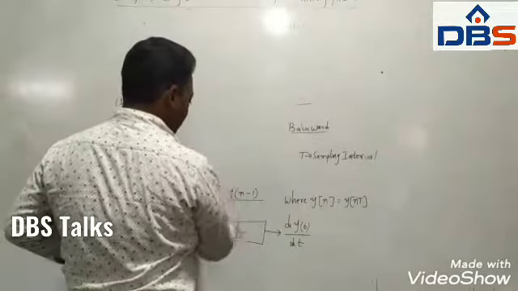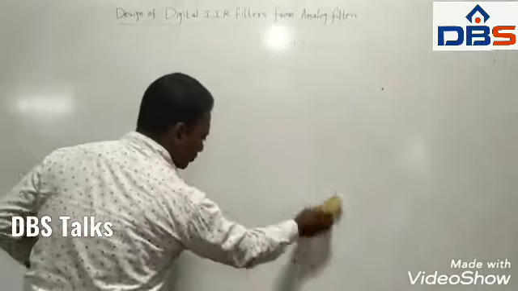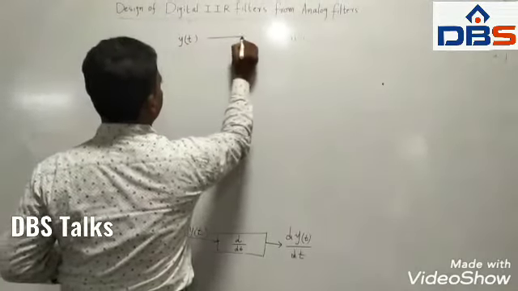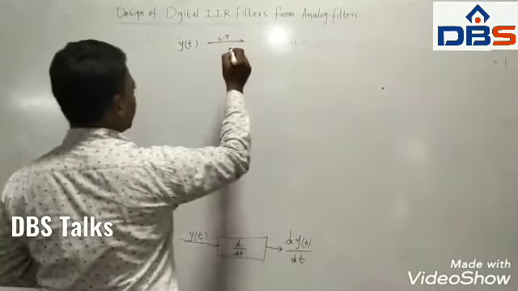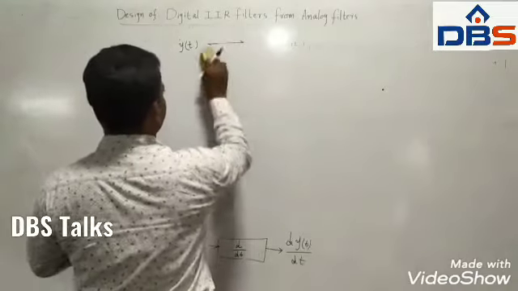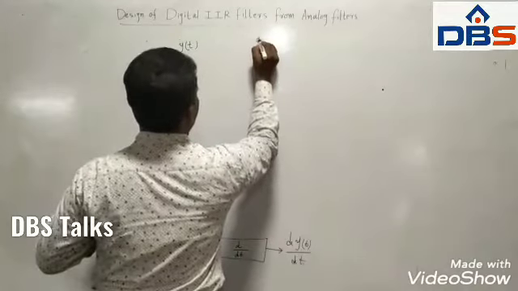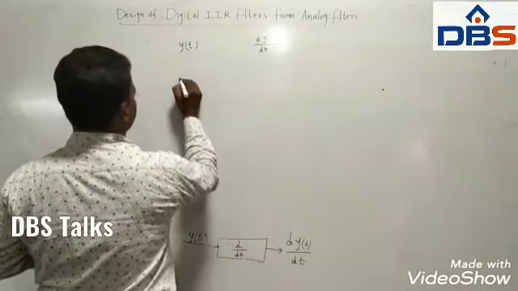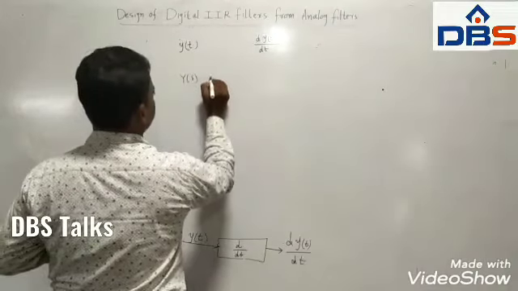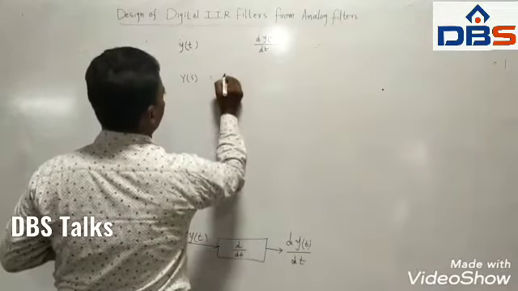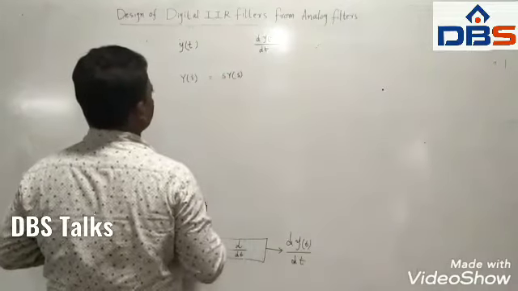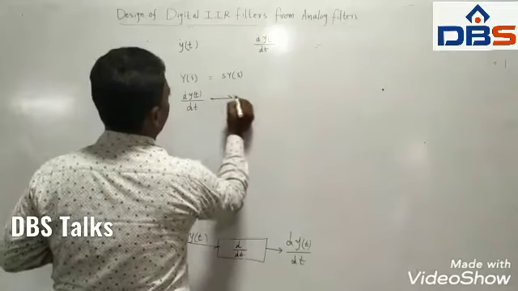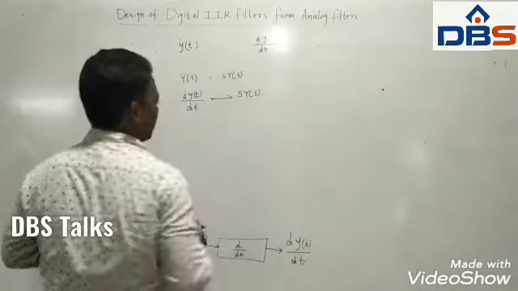So now we have the equation: the output of the differentiator is dy(t)/dt. If you apply the Laplace transform to this, Y(s) is equal to s times Y(s) for the differentiated output dy(t)/dt. So dy(t)/dt and s times Y(s) form a Laplace transform pair.